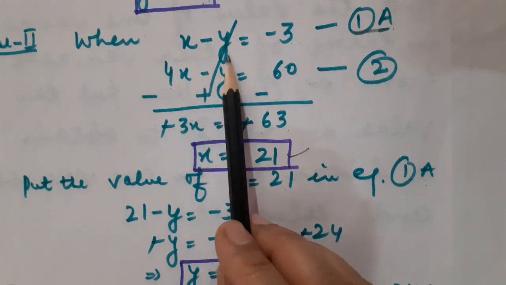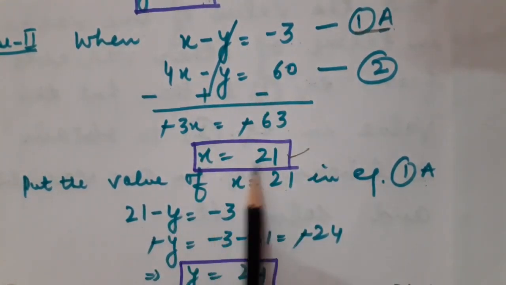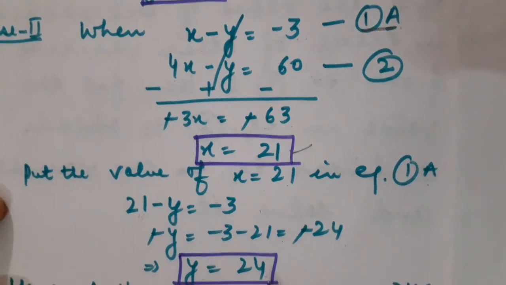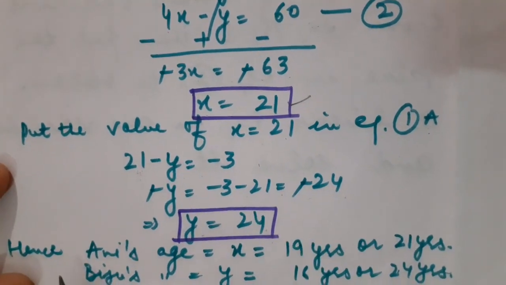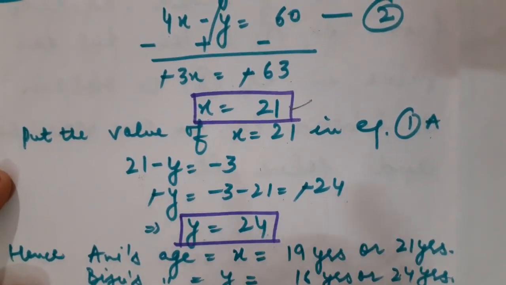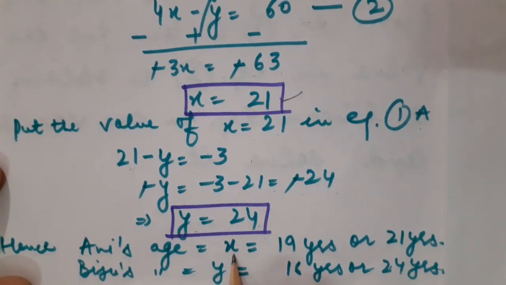This is 1a. x minus y is equal to minus 3. So 21 minus y, in place of x I have put here 21. 21 minus y is equal to minus 3. Minus y is equal to minus 3 minus 21, that is minus 24. So what is y? y is equal to 24. So hence, what are the new ages now children? Let us discuss both the ages. Annie's age in case 1. What was Annie's age?